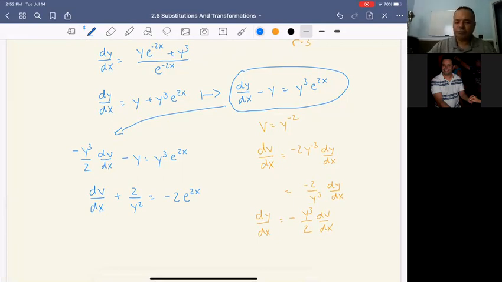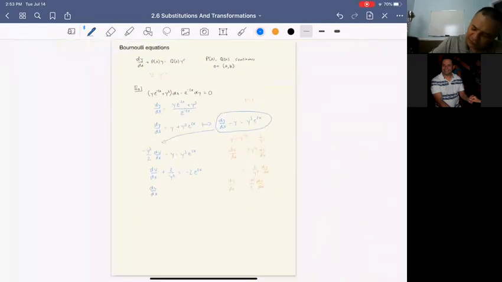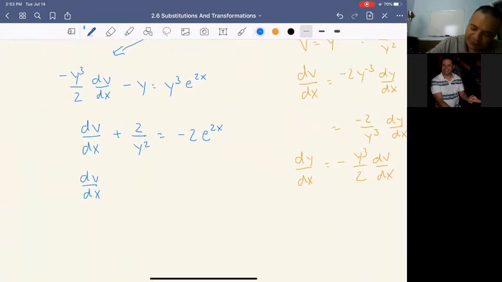Good. Now, look at this. 2 over y squared. But isn't that just 2v? It is. So we're going to write this as dv/dx plus 2v equals negative 2 e to the 2x.